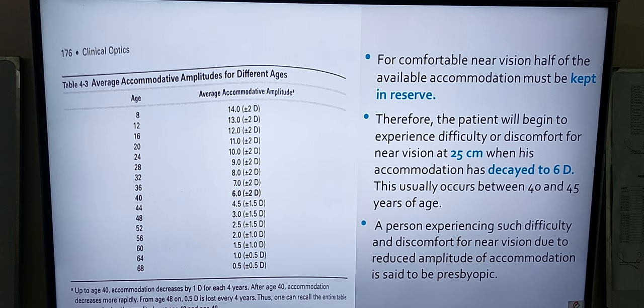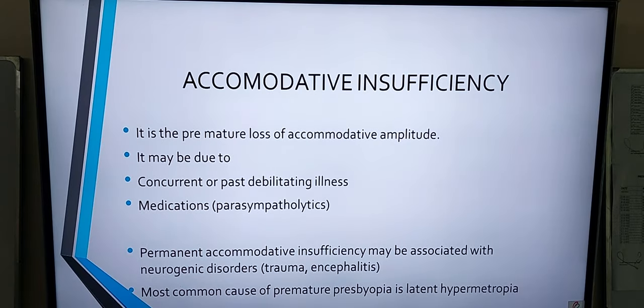So for comfortable near vision, half of the available accommodation must be kept in reserve. And we will provide the correction, keeping in view that half of the accommodative amplitude will be used by the patient and the rest will be provided by the spectacle correction or the contact lenses.